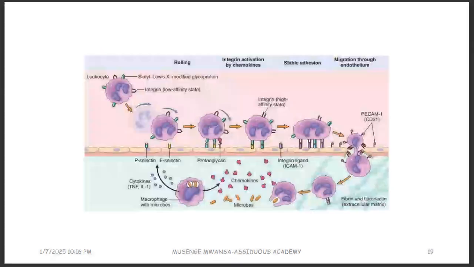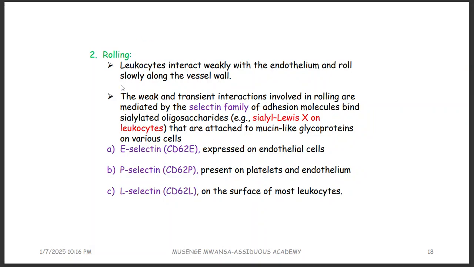What you need to understand here is what do these P selectins and E selectins bind to on the white blood cell. On the white blood cell we have what is known as the sialyl Lewis X modified glycoprotein. This sialyl Lewis X modified glycoprotein will be binding to the P selectins. It will be binding also to the E selectins, and that is what leads to rolling. So it will bind a bit, the bond breaks, the bond forms, breaks, just like that.